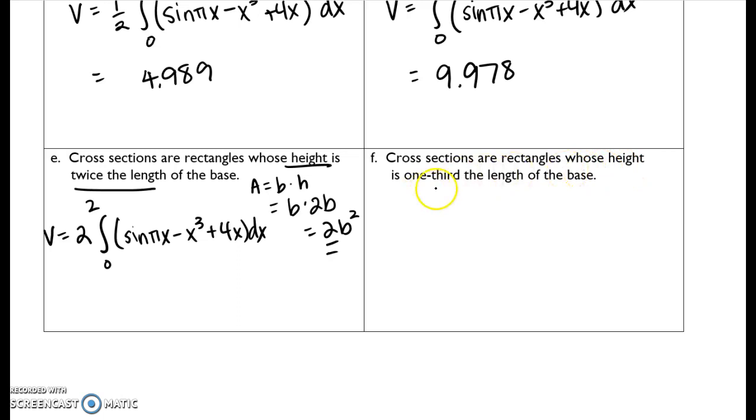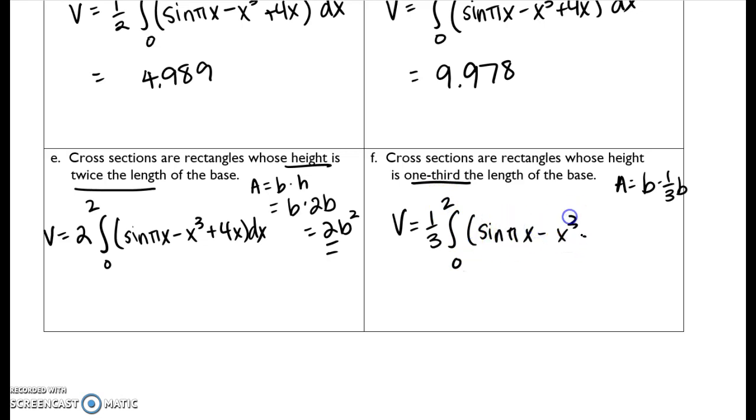And if our height is 1/3 the length of the base, then our area is base times 1/3 the base. So that will just be 1/3 the integral from 0 to 2 of sine of pi x minus x cubed plus 4x dx. And that gives us 3.326.